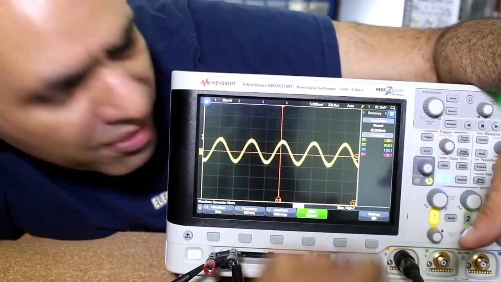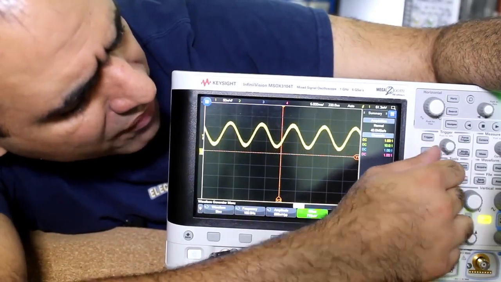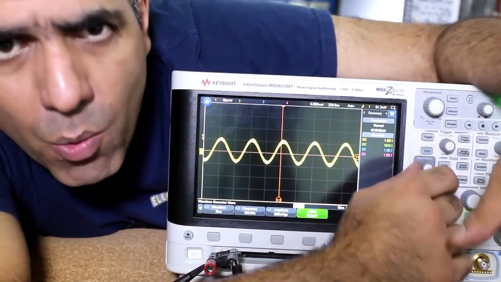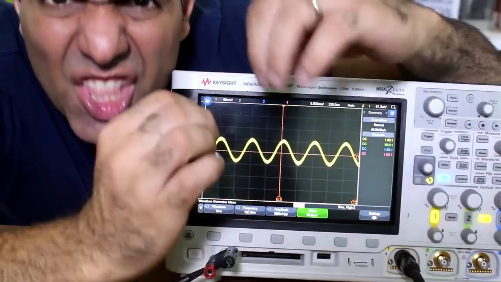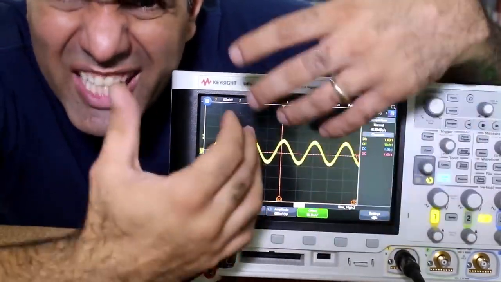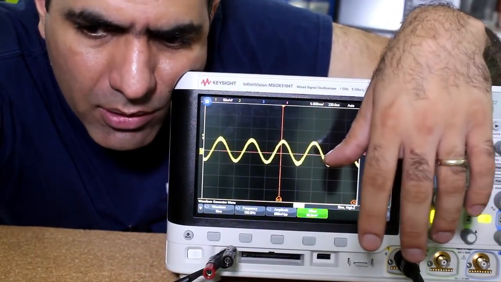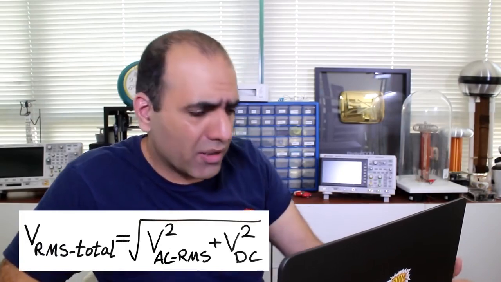An AC waveform like this can have a DC added to it, like this, that just shifts it up and down. It's like adding a fixed number to the AC wave. Now when you add the AC and DC together, the total RMS is not the sum of the AC RMS plus the DC value. It was a mistake I made a while back. Made a bunch of smoke. The total RMS is, how do you read this? It is the square root of the AC RMS squared plus the DC squared. Whatever, I'm done. But wait, there's more!